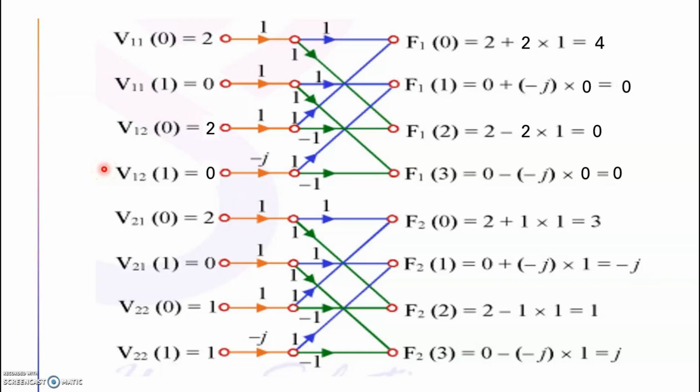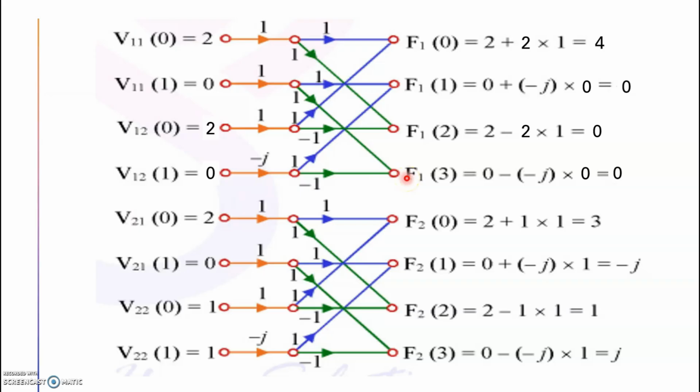Then we need to draw the butterfly diagram for the second stage. For the second stage, we will have a bigger butterfly structure as shown here. In this case, we need to apply the summation sign at these points. Next, we need to apply 2 negative 1 at the bottom line of the butterfly structure.